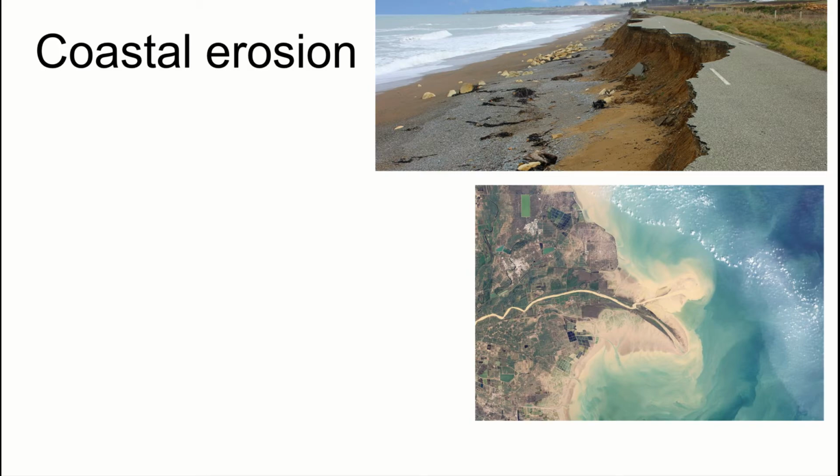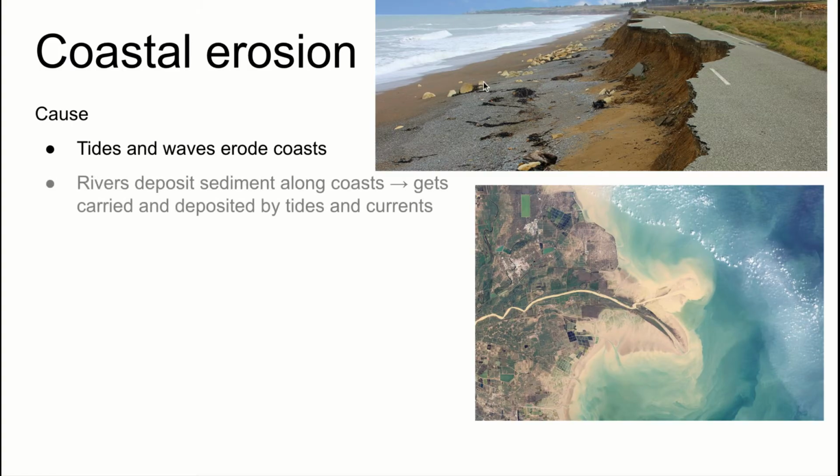Coastal erosion is our next type of erosion. Our cause here is tides and waves. You can see here a highway, an incredible example of coastal erosion. This has been eroded from waves. So you can see how the waves will come up, will dig into this bank, and will carry sediment away with them. So there's another thing going on here.